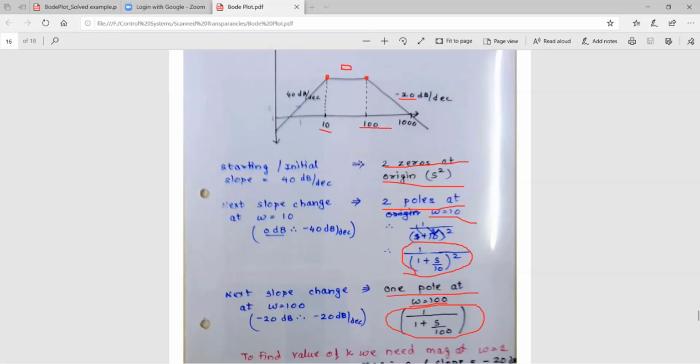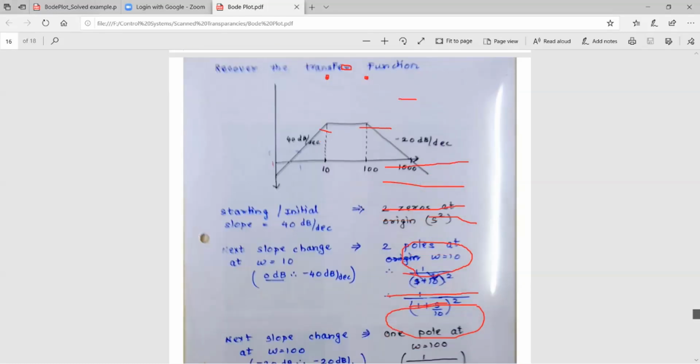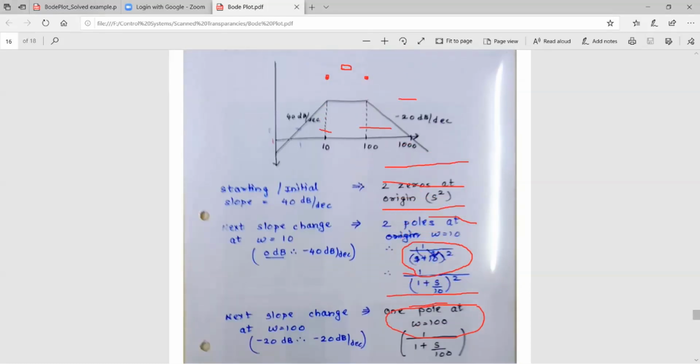Now, the most important thing is the calculation of the value of k. For the calculation of the value of k, we need the magnitude at omega equal to 1. If you remember, the reference point was omega equal to 1 because at omega equal to 1, the magnitude is shown as per the value of k.